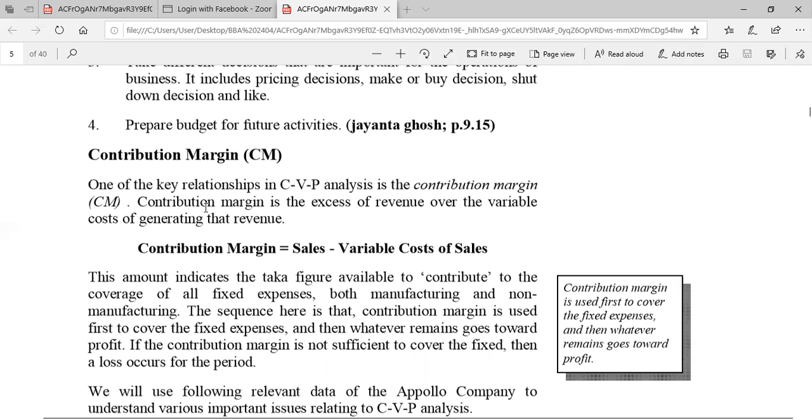So here we can say very simply that contribution margin is the additional profit or revenue that remains from the total sales revenue after deducting the variable cost. So we are clear that this is the simple equation for calculating the contribution margin. Now, the rule for the calculation of the contribution margin is: contribution margin equals sales minus variable cost of sales.